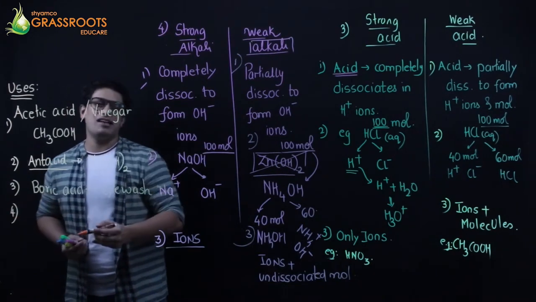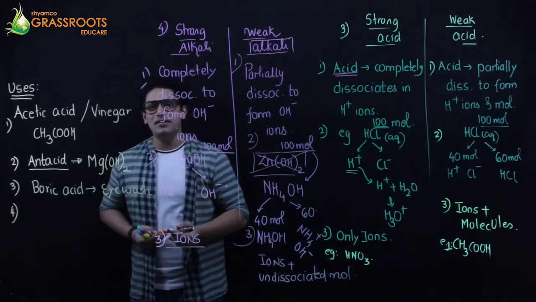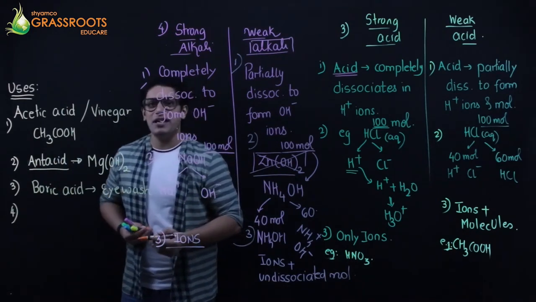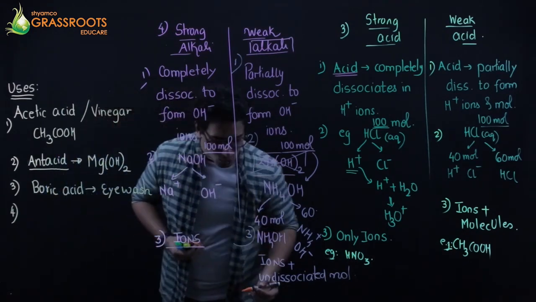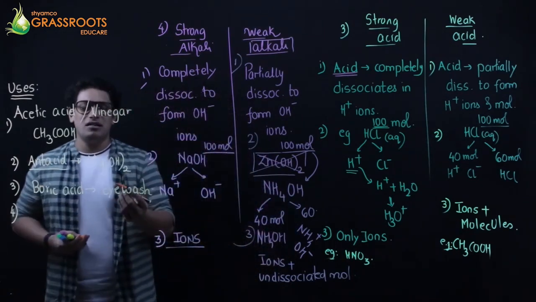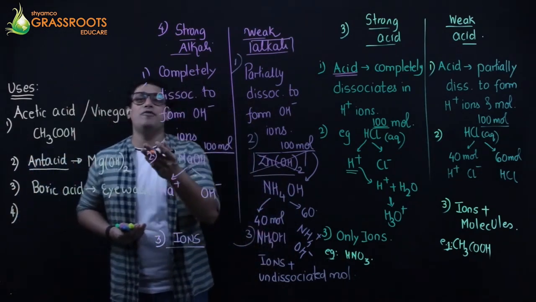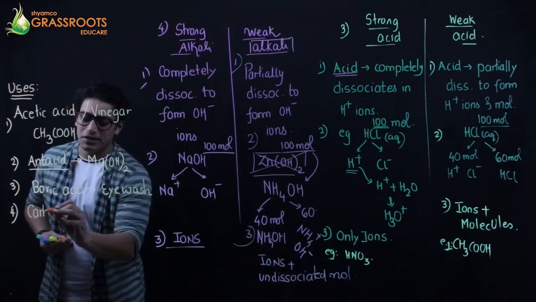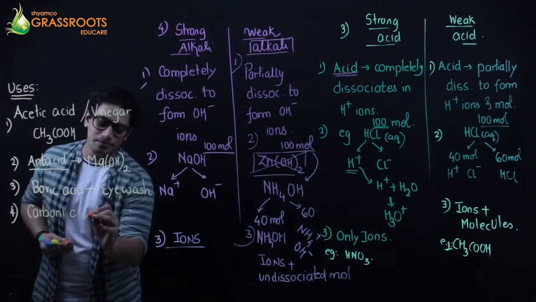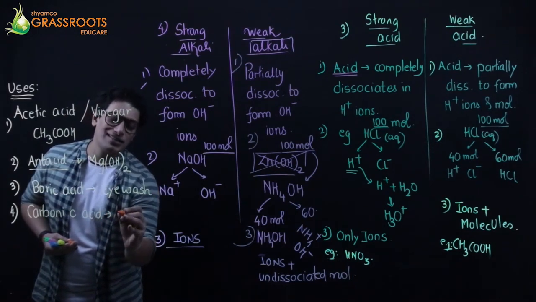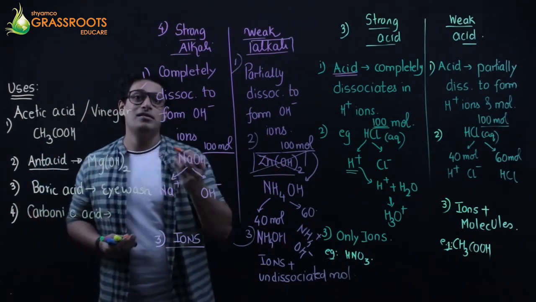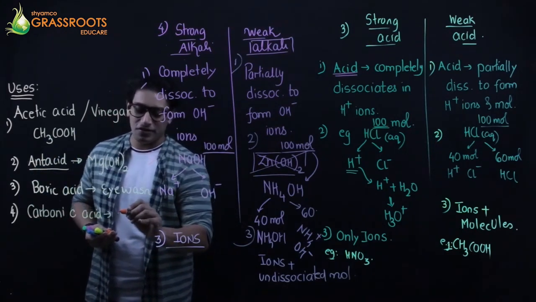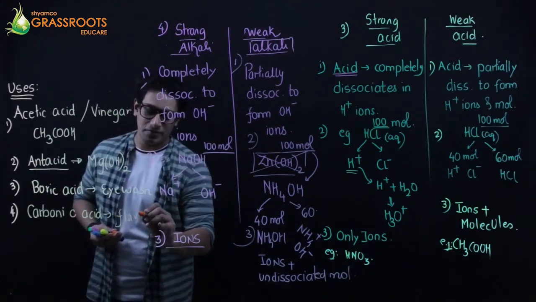There are many more examples here. We have tartaric acid. Then among bases, NaOH, sodium hydroxide, is used. Then there are many acids used in flavoring. Carbonic acid is a flavoring agent used in Coca-Cola, Sprite, Pepsi, all those flavored drinks.